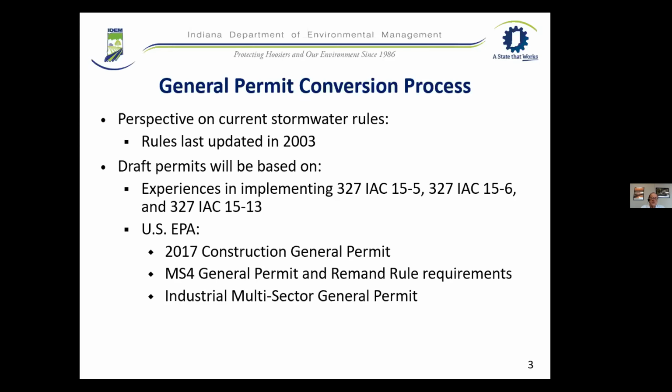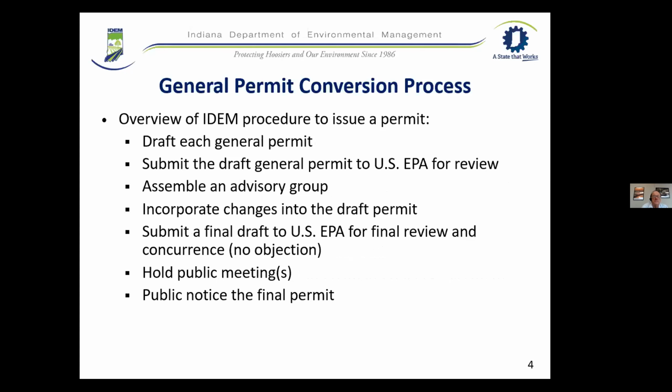Some of our experiences are, as I said, implementing a program. For example, for construction stormwater, we're using the 2017 construction general permit that EPA issued as a guideline. Then we're looking at some of the current remand rules that were associated with MS4 changes over the years. And as we move into this, the industrial stormwater permit is going to be based on the most recent multi-sector general permit issued by EPA.